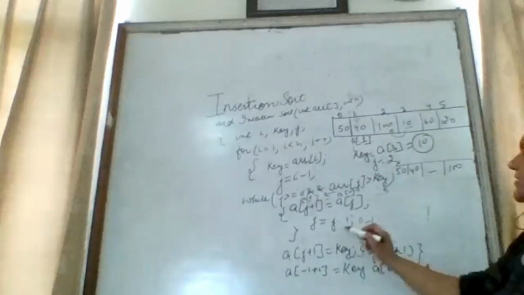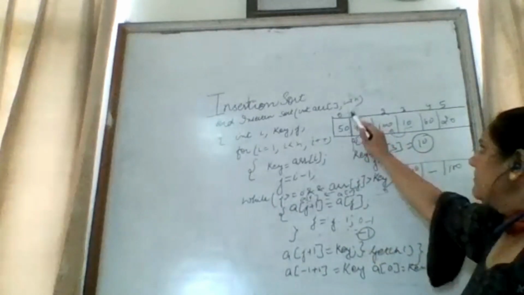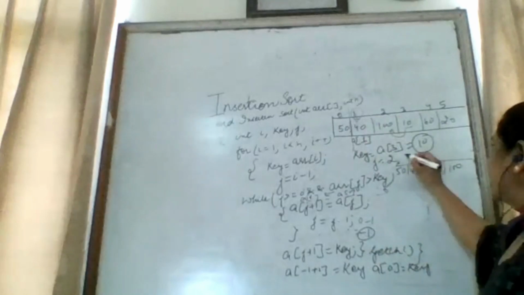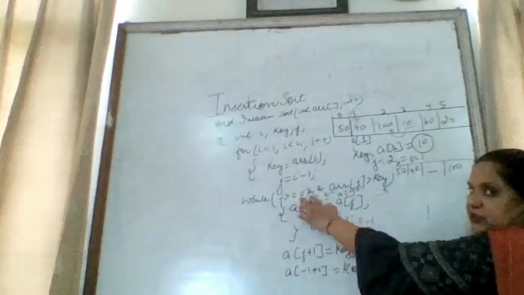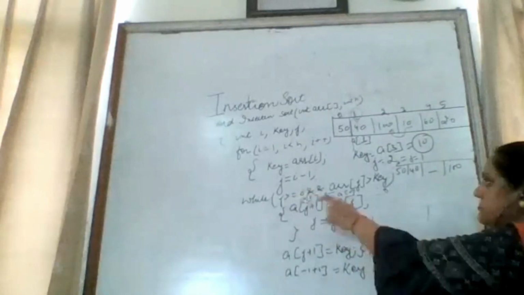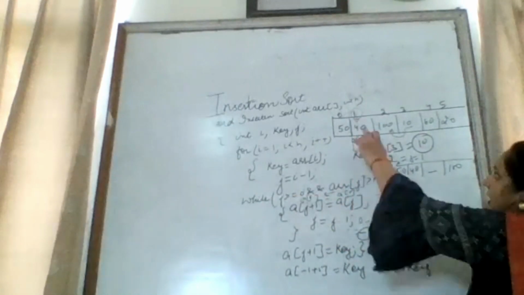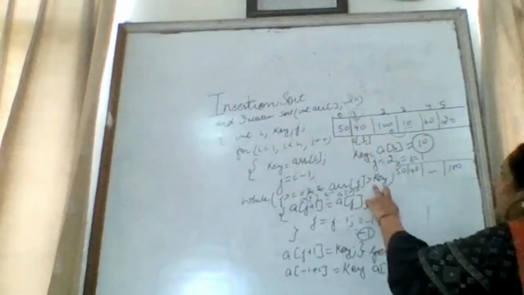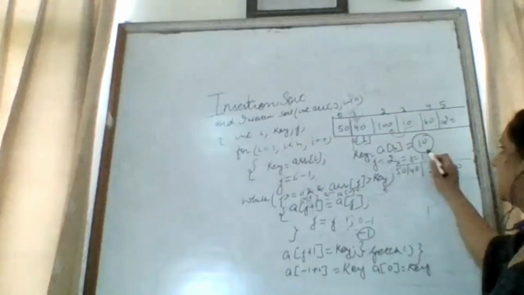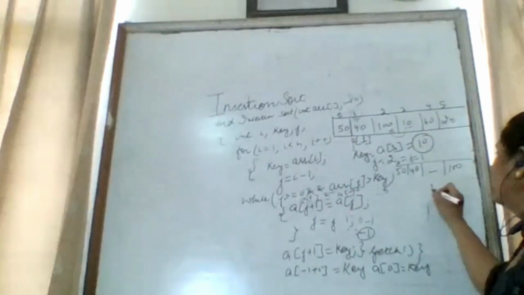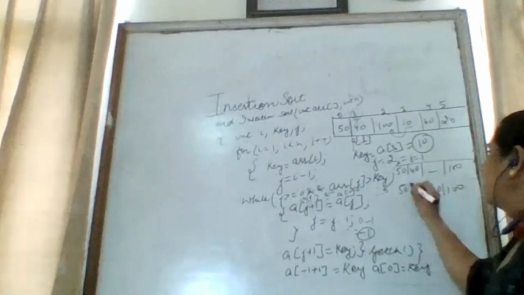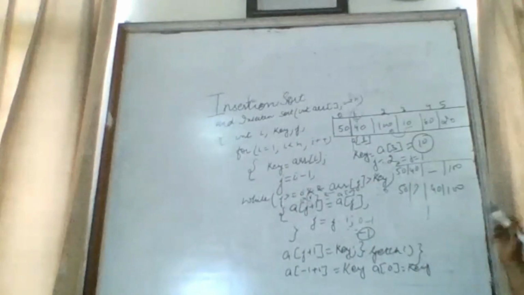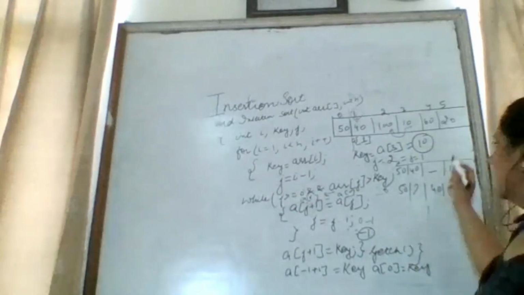Okay. Now j is equal to j minus 1. So it becomes 1. J is greater than or equal to 0. 1 is greater than or equal to 0. Condition is true. Array of j, that is array at 1, is greater than my key. Yes, 40 is greater than 10. Then move 40 to 1 position, right? So you will put a question mark here and take 50 here. Okay. Then what happens?